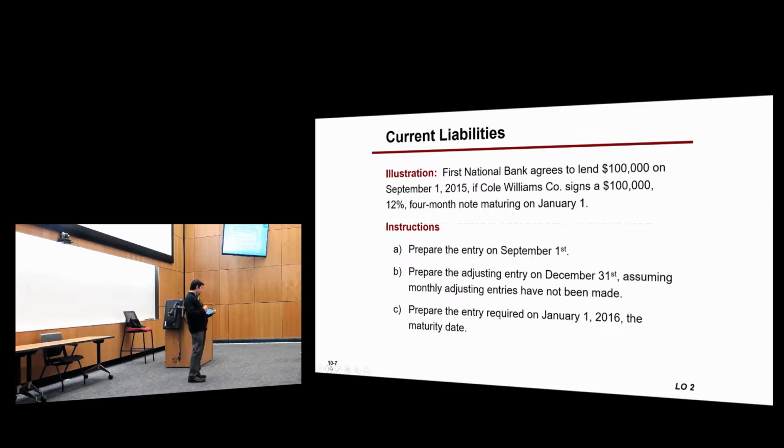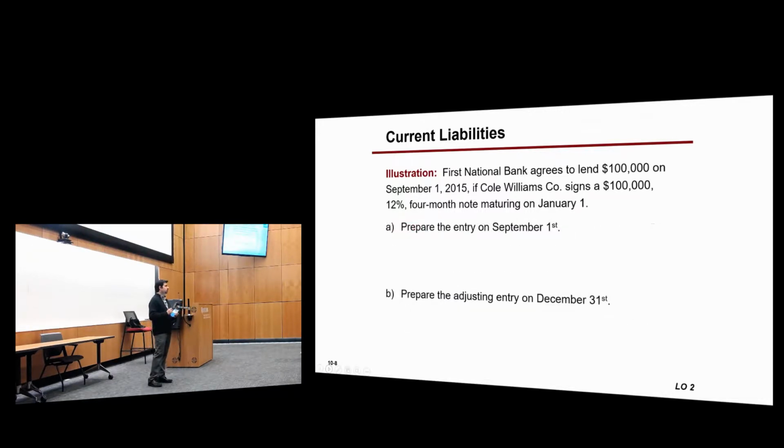So on September 1st, what happened? The note was made, so the company signed the note, right? The company made the promise. So the journal entry in this case would be what? When the company signs the note, what would the bank do? It will give them $100,000 in cash. So cash will be debited $100,000, and notes payable will be credited $100,000.